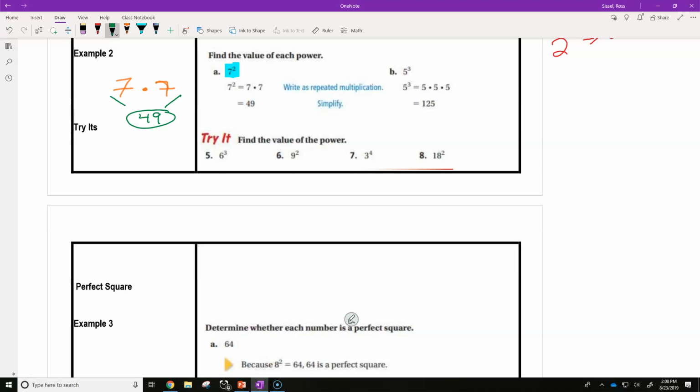They did this one, 5 to the 3rd power. So you see, 5 was my base, and 3 was my exponent. So they did 5 times 5 times 5. If I use the calculator, 5 times 5 times 5 would give me 125. You could show your work, which is fine. And I could have done 5 times 5 is 25, and then 25 times 5 is still 125.